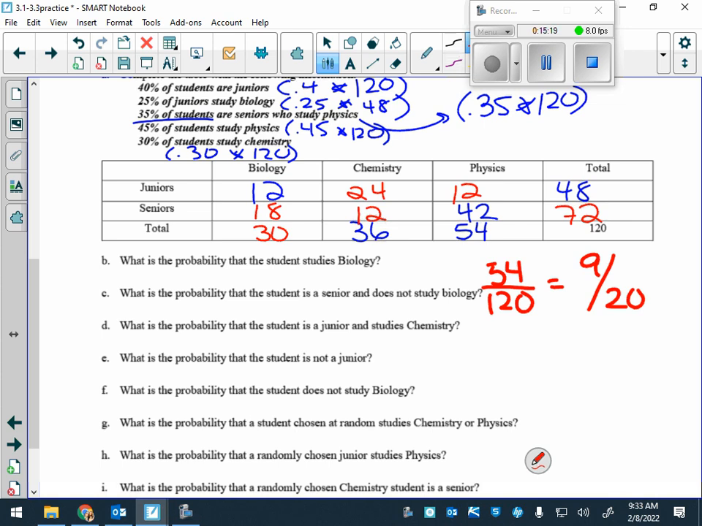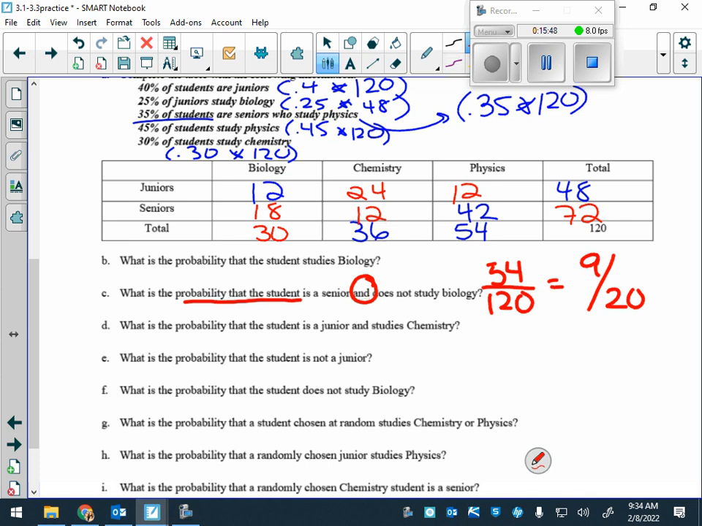Anytime it says and, it's probability that the student, on a two-way table, you're looking for where they both have in common out of the total. You're not adding, multiplying, whatever the rule is. You're not doing that. You're just looking to see where they have in common. It's the intersection.